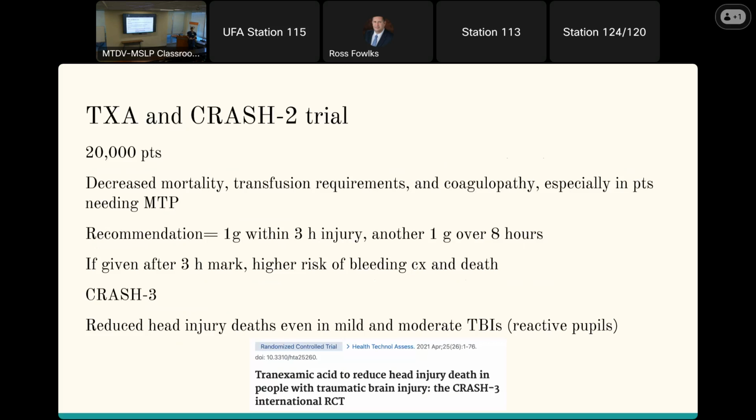But as far as traumatic brain injury patients go, it actually does help with their survival and their recovery in any TBI. So it doesn't matter what it is. That's skull fractures, any frontal injuries.